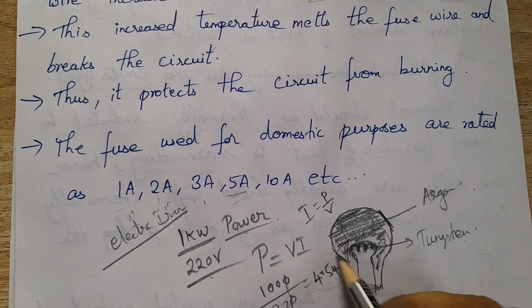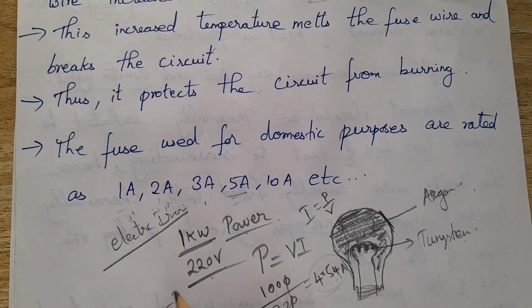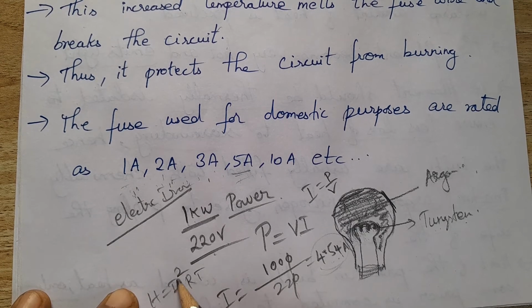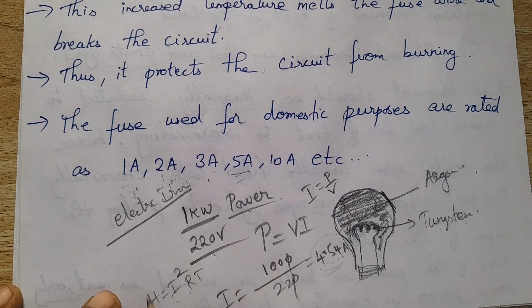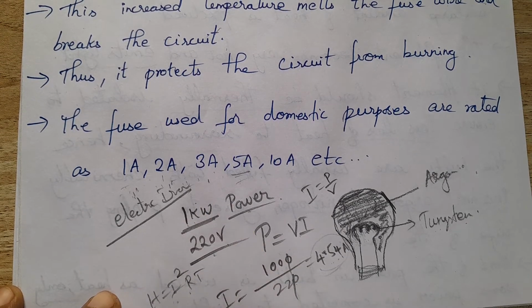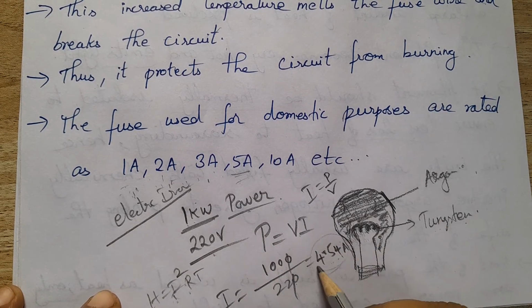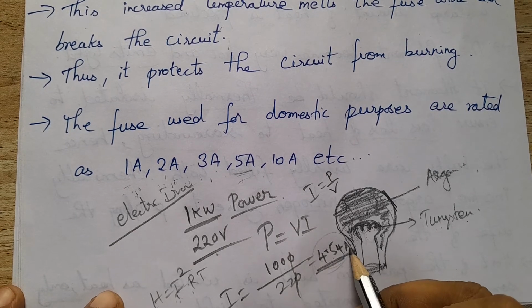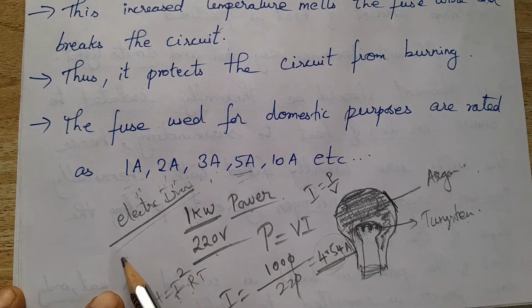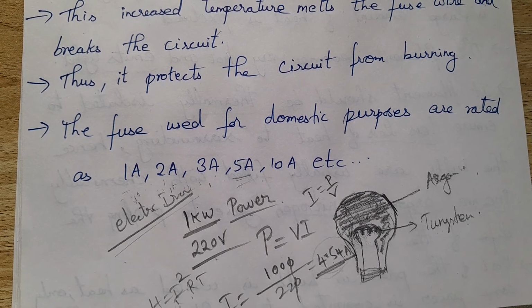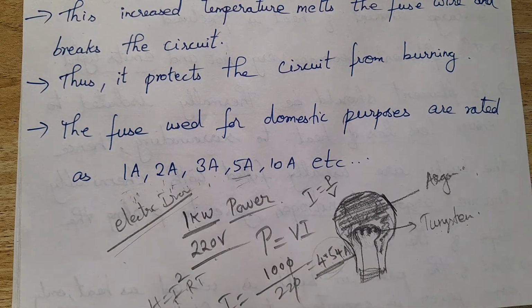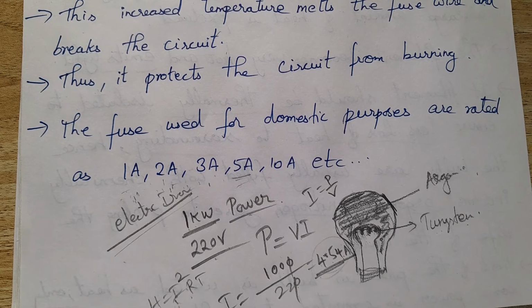Based on this only, because H equals I square R T, right? It is directly proportional to the square of the current supplied to this electric gadget. So how much heat will be produced depends on the current flowing through it. It is enough to have 4.54 amps for this electric iron to work. That much heat energy will be dissipated there. If you supply more than this, the gadget will start burning because of the energy dissipated. It will overheat, the temperature will increase, and the gadget will burn.